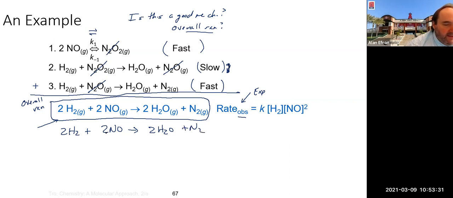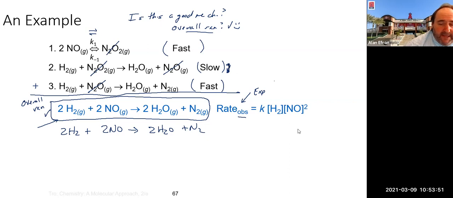So we see here that once we get rid of our intermediates, we are left with a reaction that does match the overall reaction we're looking for. So far, that is good in terms of this being a good mechanism. Any questions so far on that?